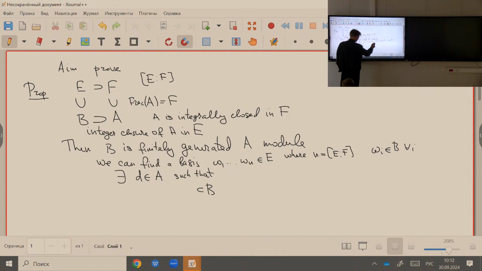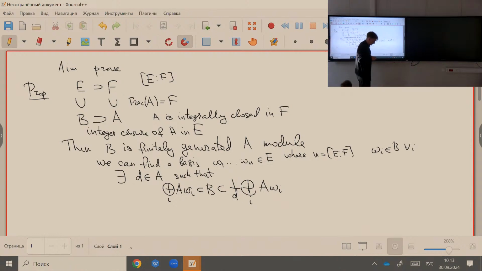So B contains, as we have seen, the basis is contained in B, so we can consider the direct sum of A omega i, and it is contained in B, and B is contained in 1 over d times this direct sum. So in a sense, B behaves like A to the power n. It is close to that.